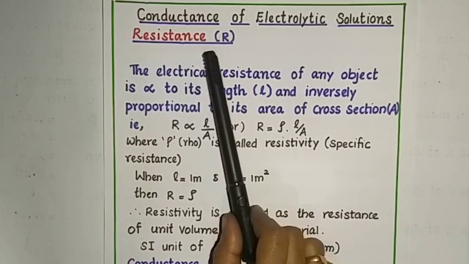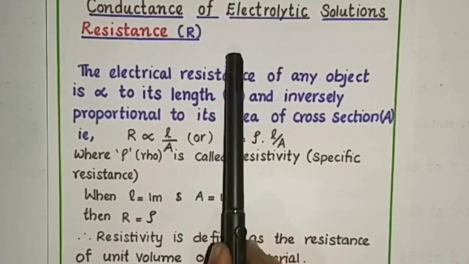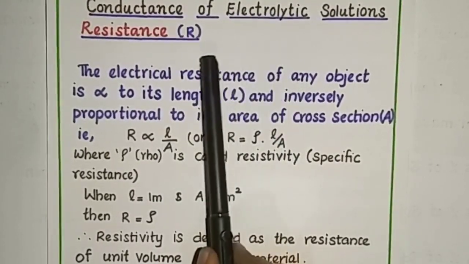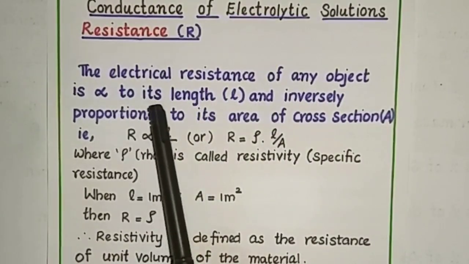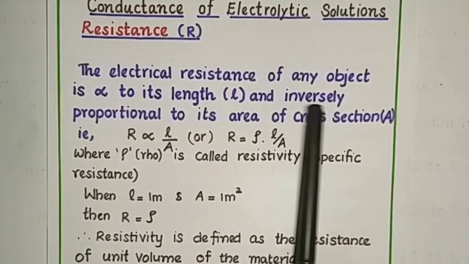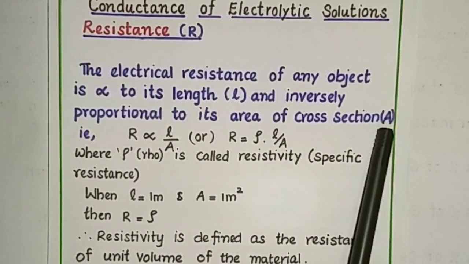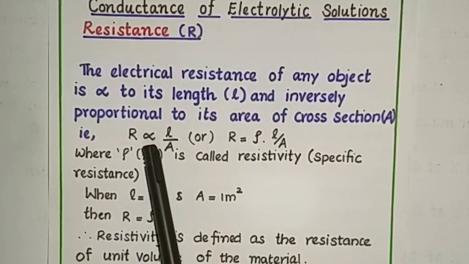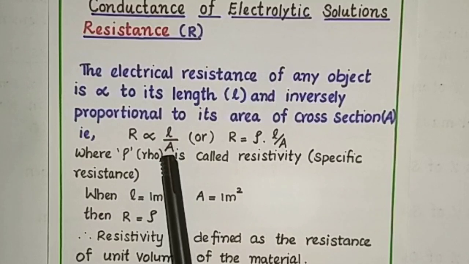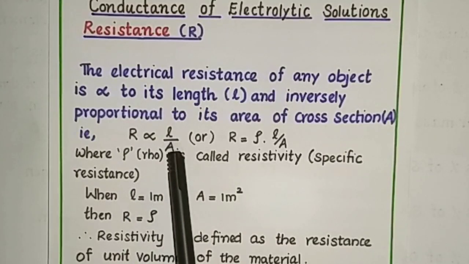First term, resistance. Resistance is the opposition to the free flow of electricity. The electrical resistance of any object is directly proportional to its length and inversely proportional to its area of cross section A. Then we can write resistance R is proportional to L by A.